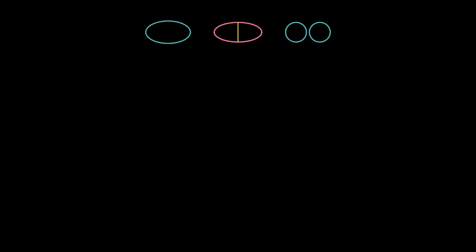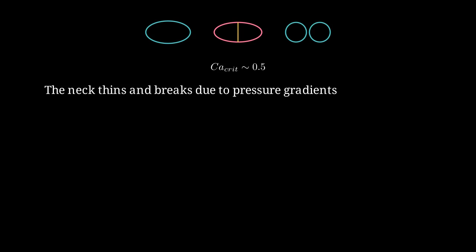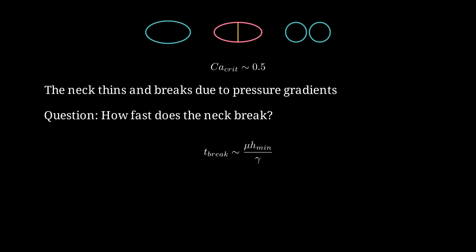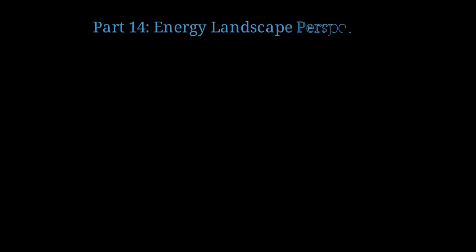Perhaps most surprisingly, hydrodynamic interactions can cause droplets to split without any physical contact. A droplet can be deformed by hydrodynamic stress, stretched into a dumbbell shape, and eventually pinch off into two smaller droplets. There's a critical capillary number around 0.5, above which splitting becomes favorable. The neck region thins due to strong pressure gradients and eventually breaks, creating two daughter droplets. How fast does the neck break once it starts thinning? The breakup time scales as viscosity times minimum neck thickness over surface tension. This is typically microseconds.